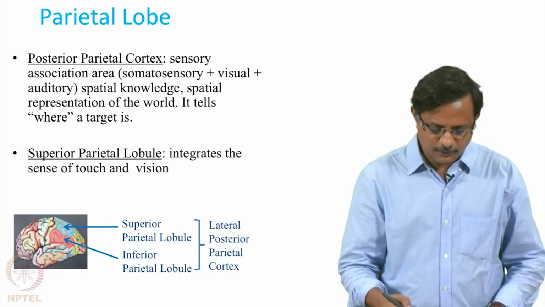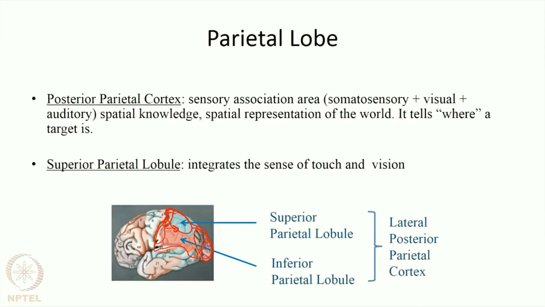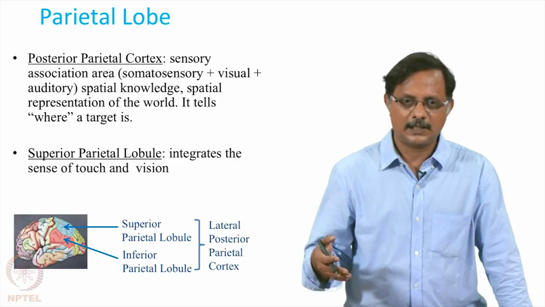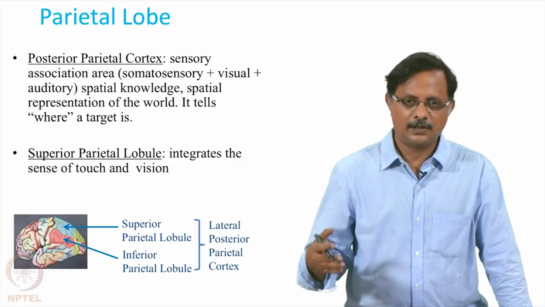Similarly, if you go to the posterior parietal cortex, if you go back a little, you have what are called the sensory association areas, which combine all three modes of sensory information, that is touch, visual and auditory.